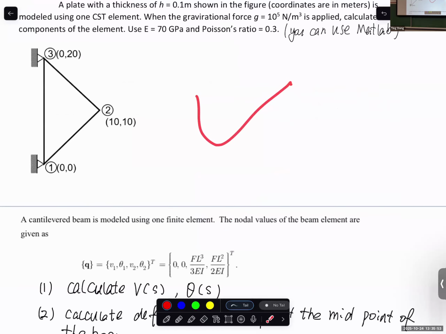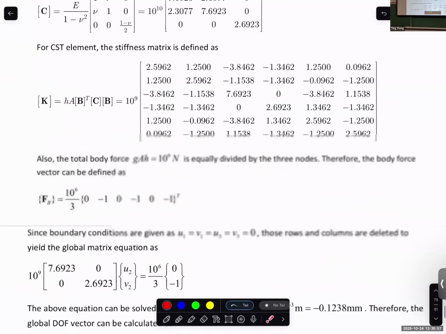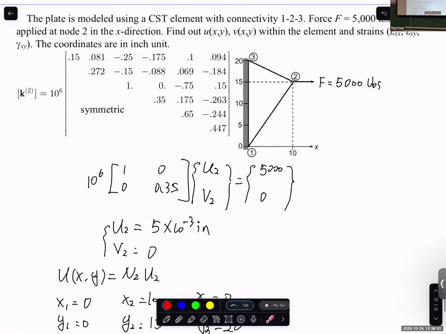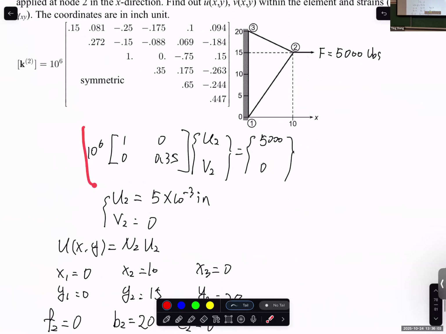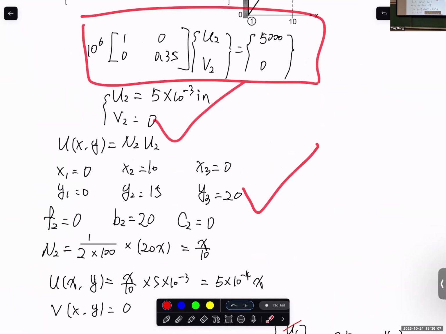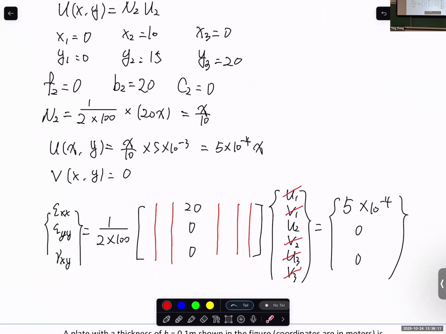This is exactly the same. I can show you. This is the second homework problem. KQ equal to F, solve U2 and V2, interpolation, and calculate strain. But of course, as I said, if the previous step already has U as a function of X and Y, and V as a function of X, Y, you can use the definition of strain components directly.